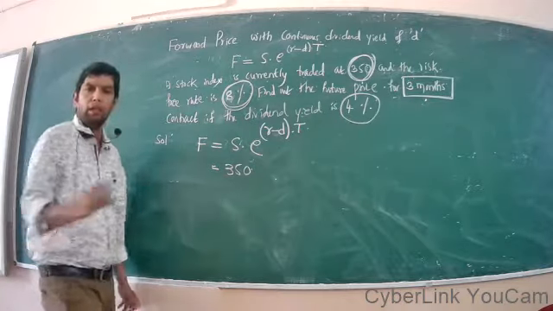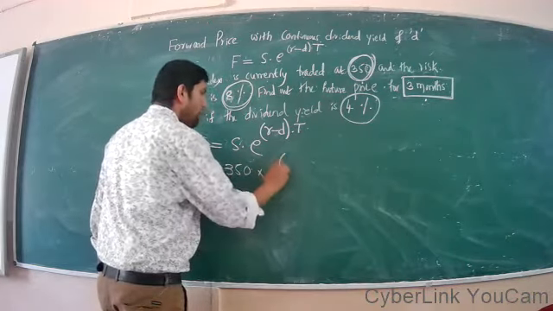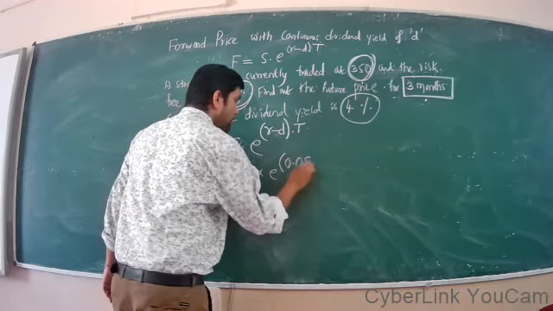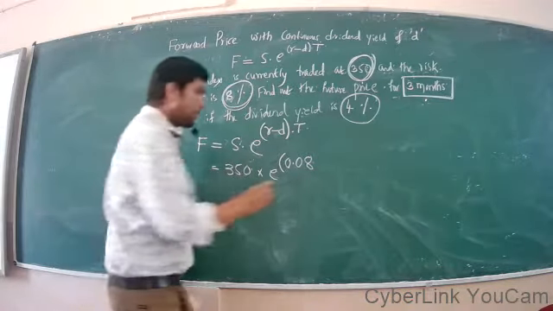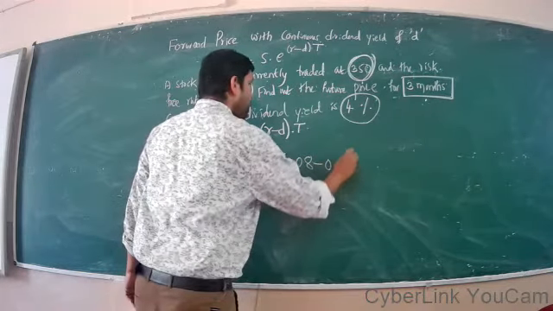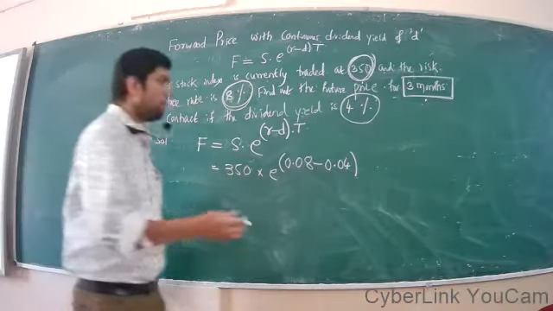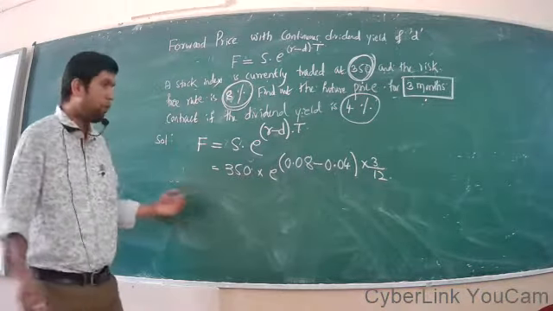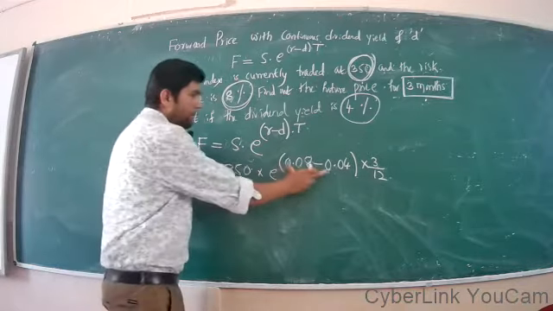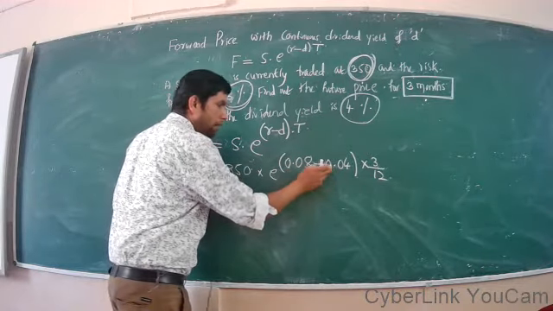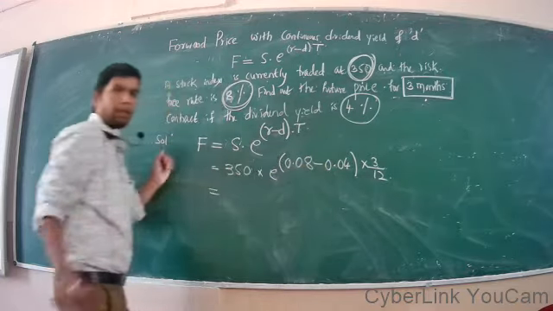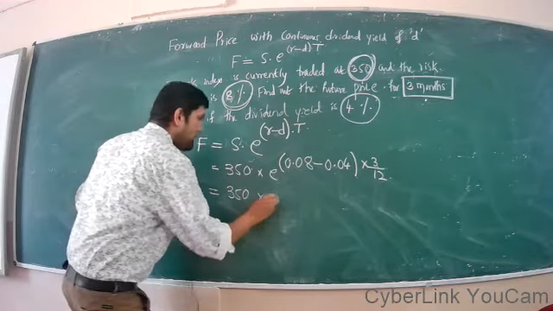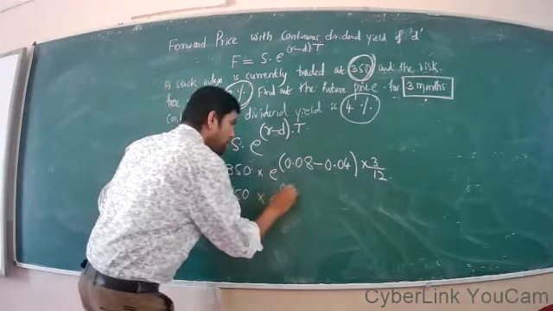That is equal to 350 into e raised to, what is the value of R? It is 8%, so let me write it as 0.08 minus 4%, 0.04, into 3 months, into 3/12, or 0.25. First using the calculator you find the answer in the bracket, then multiply by 3/12, and you get the value as 350 into e raised to 0.01.